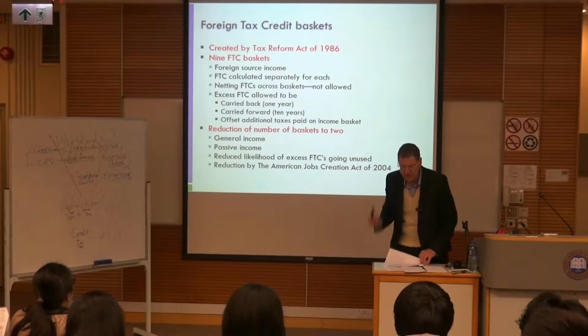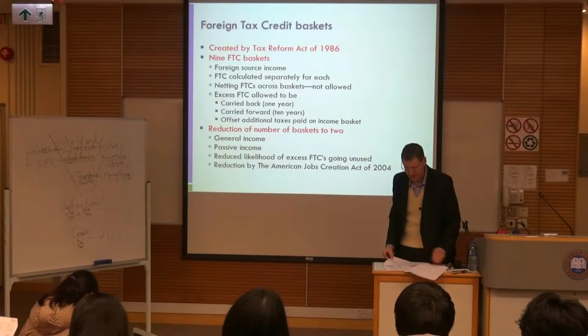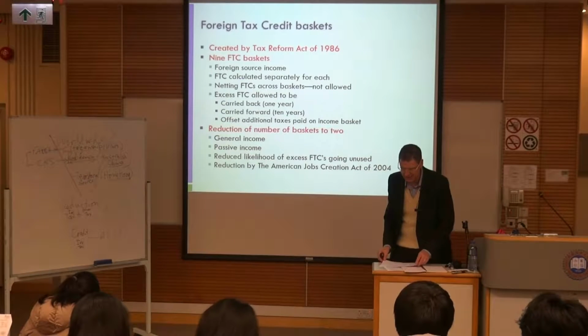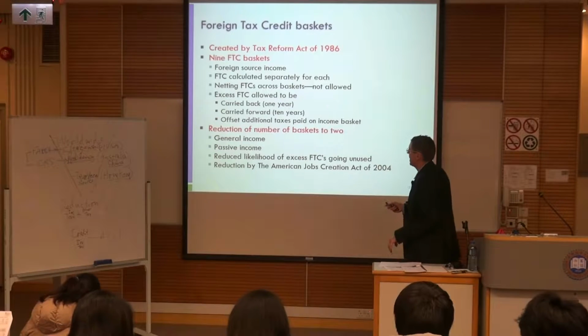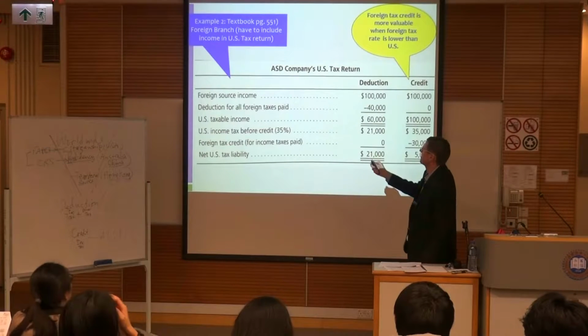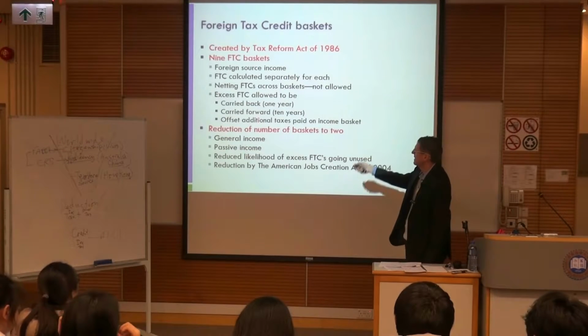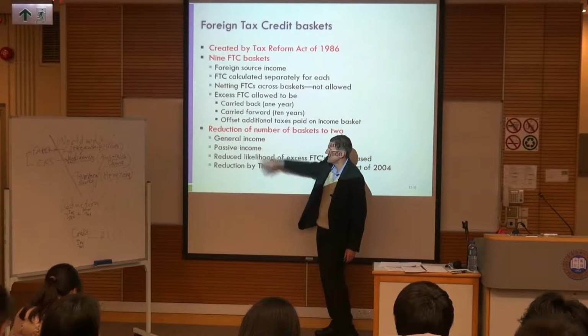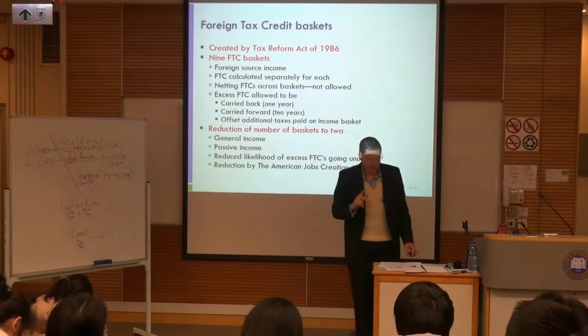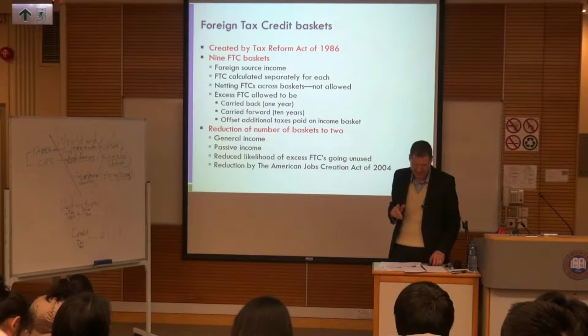So we're talking about foreign tax credits now, okay? Foreign tax credits. Okay, and now, this is the old system. This is the old system, but this is the new system. There are two baskets, general income and passive income. General income and passive income.